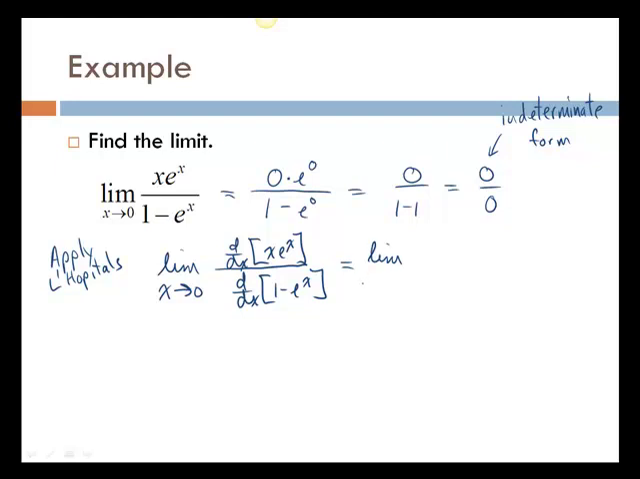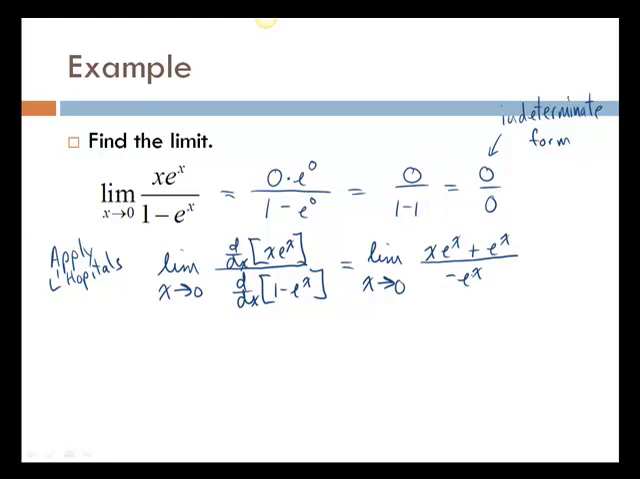So in the numerator, we're going to have to use the product rule, right? So we've got x times e to the x, so it's the first function, x, times the derivative of the second function, which is e to the x, plus the second function, e to the x, times the derivative of the first function, x, and the derivative of x is just 1. So there's the derivative of x e to the x. The denominator, we've got 1 minus e to the x. The derivative of 1 is 0. Derivative of minus e to the x is minus e to the x.